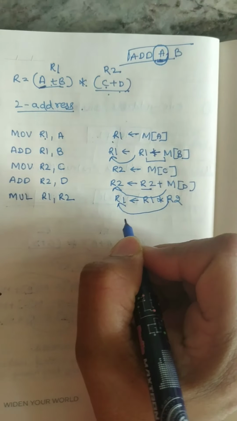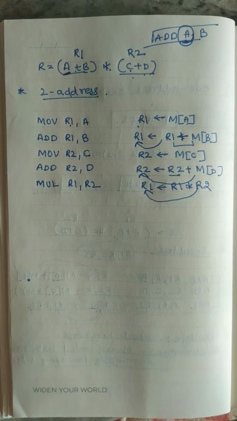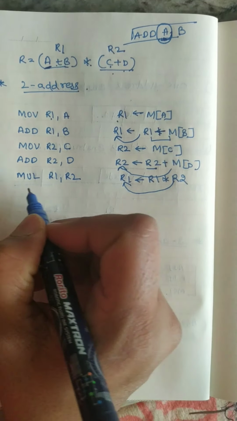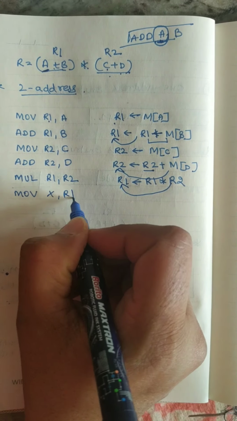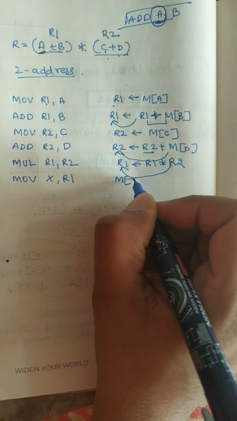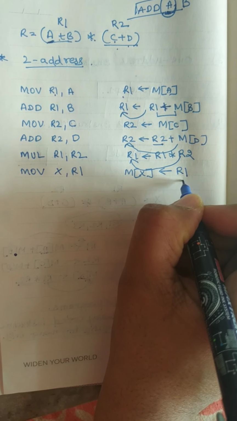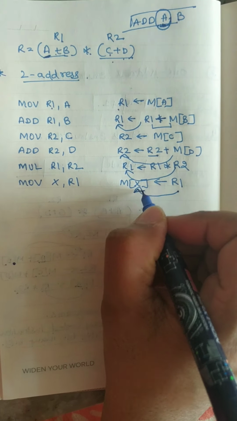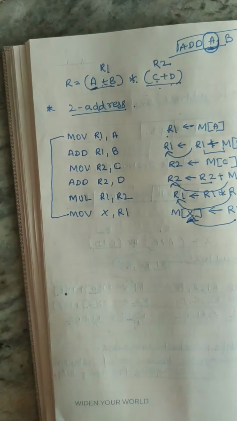Now we want the result to be in memory, not in any register. So we need to transfer our final result that is in register R1 to some memory location. So we will write it as move X comma R1. The content of the register R1 will be transferred to the memory location X. So this is the two address instruction for the same statement.